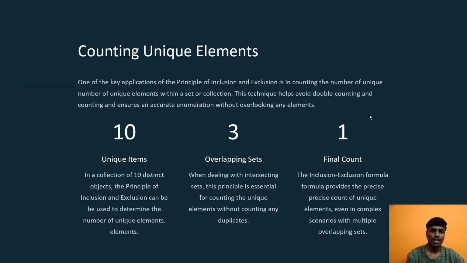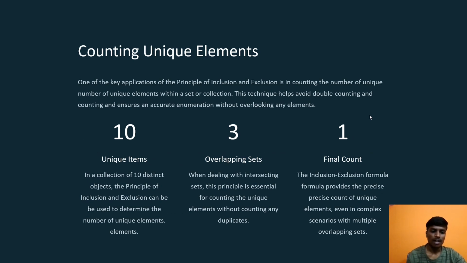Next, counting unique elements. One of the key applications of the principle of inclusion and exclusion is in counting the number of unique elements within a set or collection. This technique helps avoid double counting and ensures an accurate enumeration without overlooking any elements.